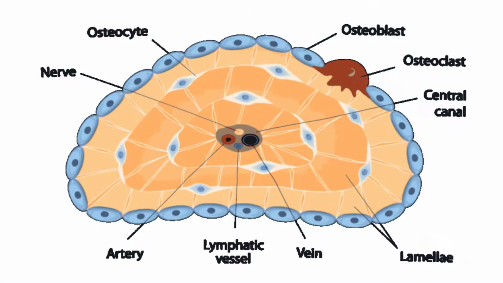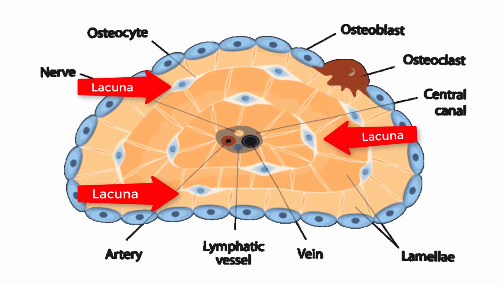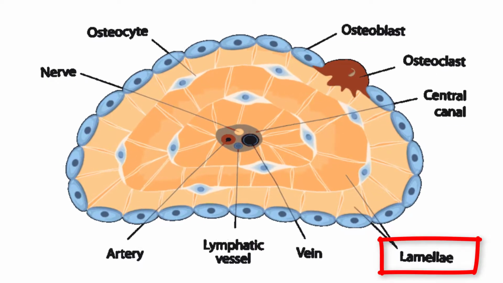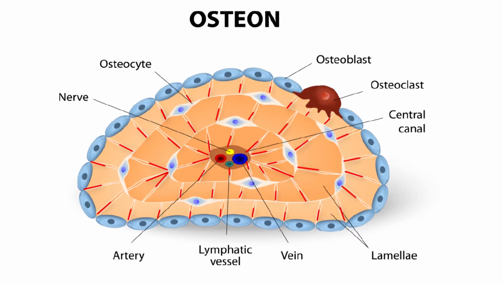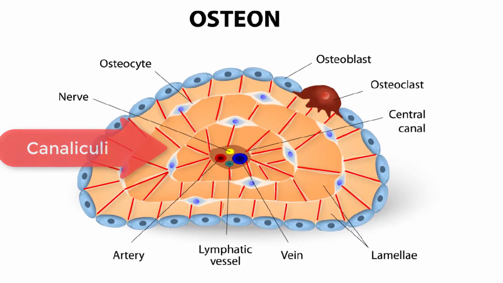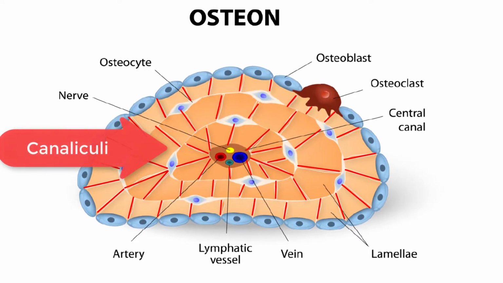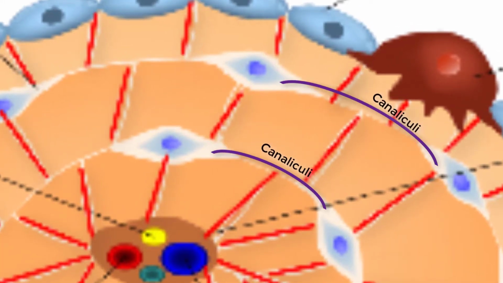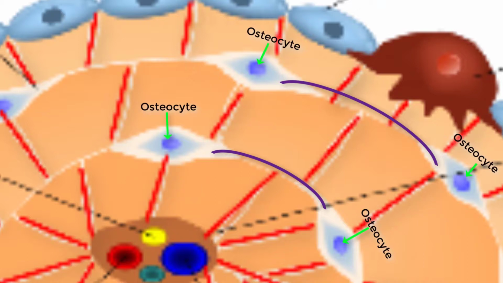matrix. Osteocytes occupy small chambers called lacunae that are sandwiched between layers of calcified matrix. These matrix layers are called lamellae. Channels called canaliculi radiate through the matrix from one lacuna to another and toward free surfaces and adjacent blood vessels. The canaliculi connect adjacent lacunae and bring the processes of neighboring osteocytes into close contact.